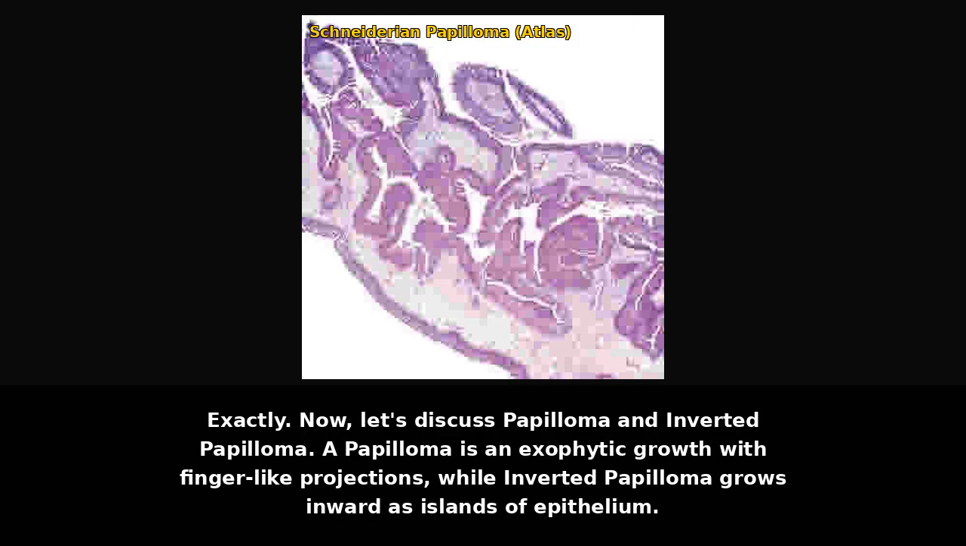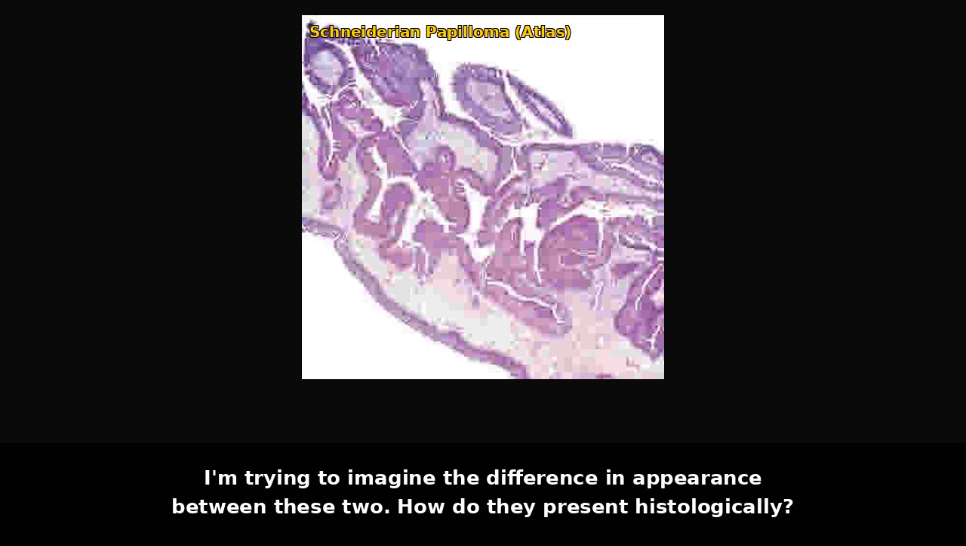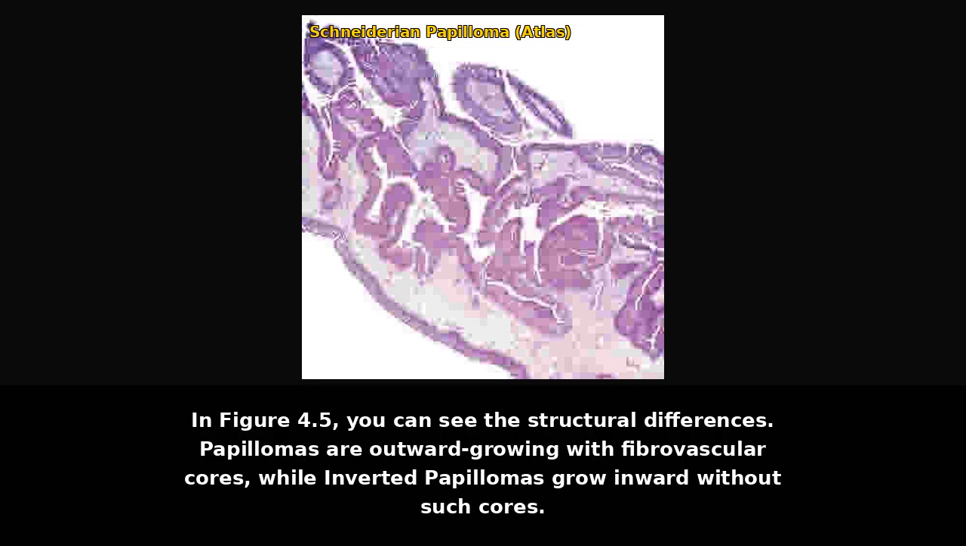Now let's discuss papilloma and inverted papilloma. A papilloma is an exophytic growth with finger-like projections, while inverted papilloma grows inward as islands of epithelium. I'm trying to imagine the difference in appearance between these two. How do they present histologically? In figure 4.5, you can see the structural differences. Papillomas are outward growing with fibrovascular cores, while inverted papillomas grow inward without such cores.